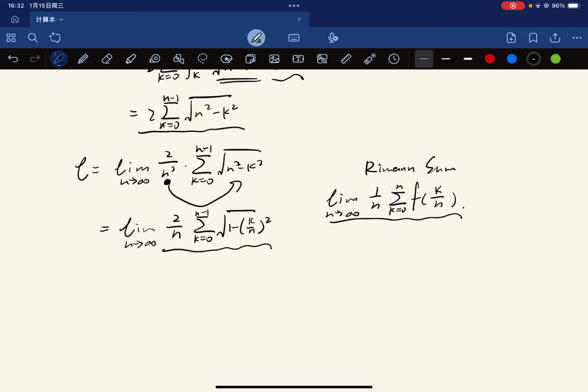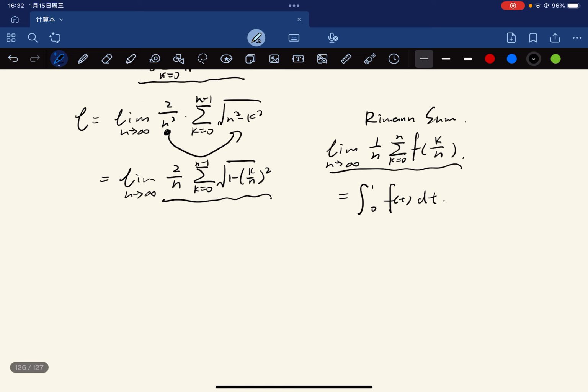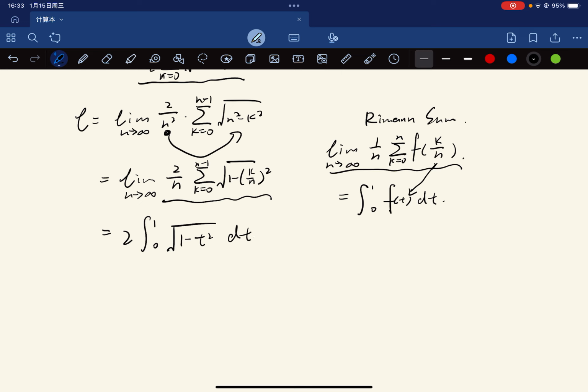So the Riemann sum is equal to the integral from 0 to 1 of f of t dt. And then we just need to change the variable k over n into t. So that is 2 times the integral from 0 to 1, and the inside is actually the square root of 1 minus t squared dt.